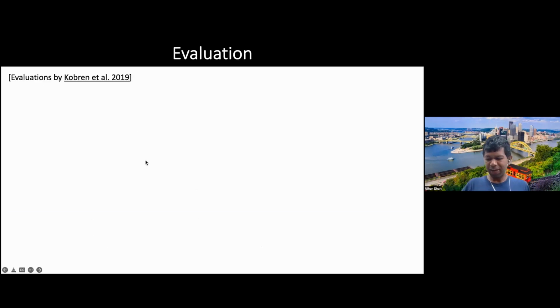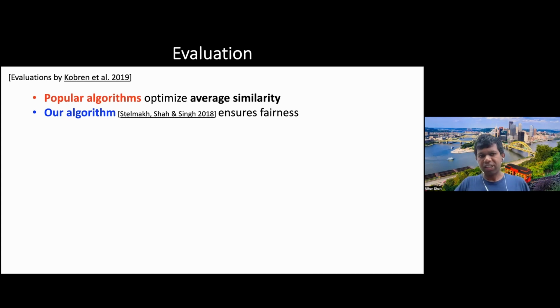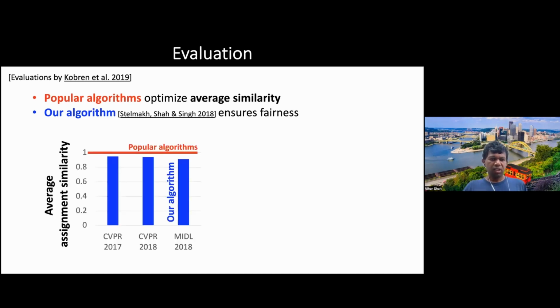All right, so here are some evaluations, and these are actually independent evaluations by Cobran et al. The popular algorithms, as I said, optimize the average or total similarity, whereas our algorithm tries to ensure balance or fairness. Here, the x-axis is 3 venues: CVPR, a large computer vision conference, 2017 and 2018, and MIDL, a small workshop. These are the 3 venues which Cobran et al. evaluated. The y-axis is the average or total assignment similarity.